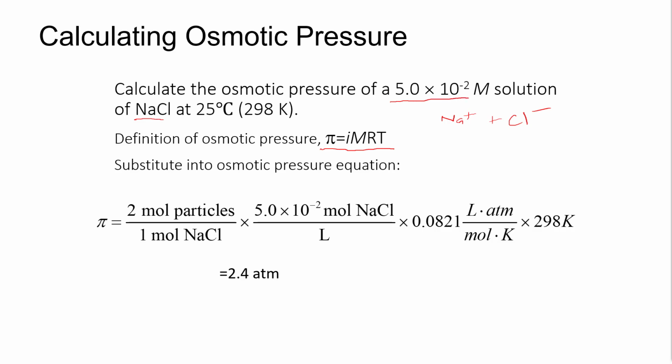And so that's what we have here. The 2 particles. We have the molarity. We have, I said 0.08206. They rounded to 0.0821. That's fine for either one. In fact, that's fine because this is only down to 2 significant figures.